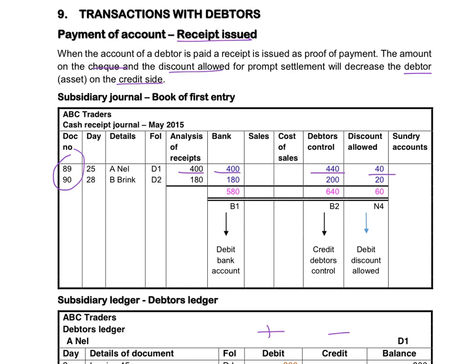If we look at Brink, we received 180 Rand and put it in the till. At the end of the day, we transferred it to the bank. We allowed 20 Rand discount, so we have to reduce his account with 200 Rand. So in his account, we will also show the two entries for the payment that was made that will reduce his account.